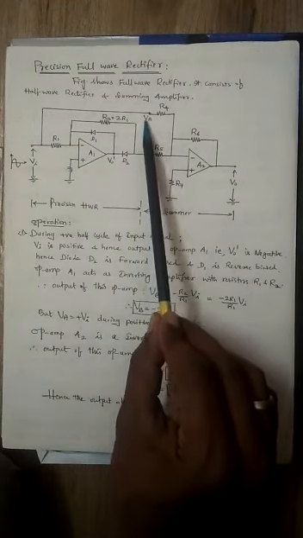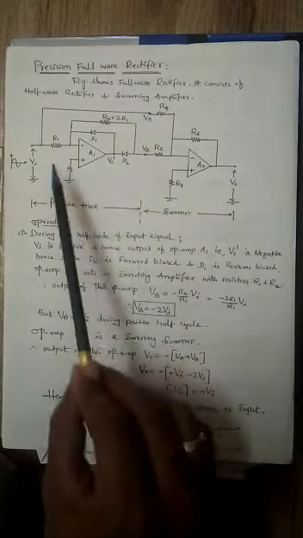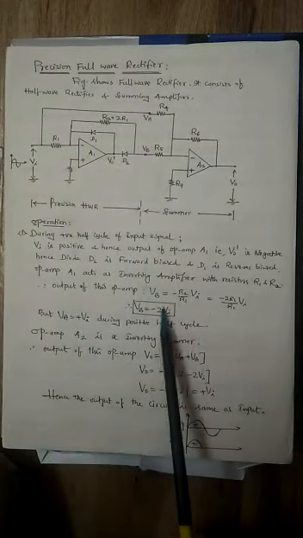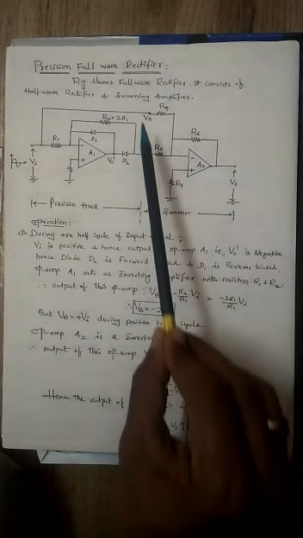What is VA? VA is directly connected to Vi. Therefore, VA equal to Vi. Okay, so VB is equal to minus 2 Vi, but VA equal to plus Vi during positive cycle. Then VA, VB you got.